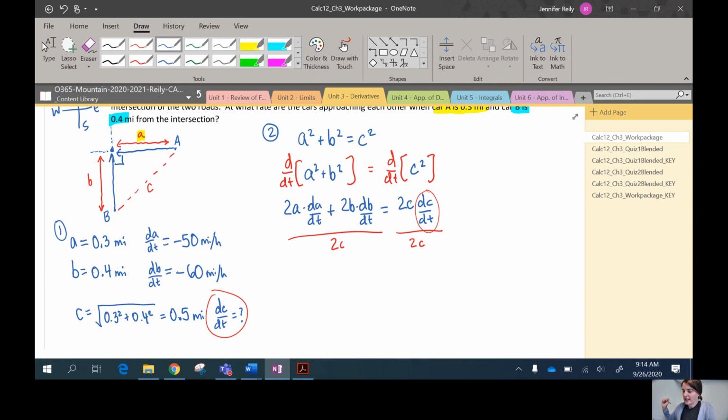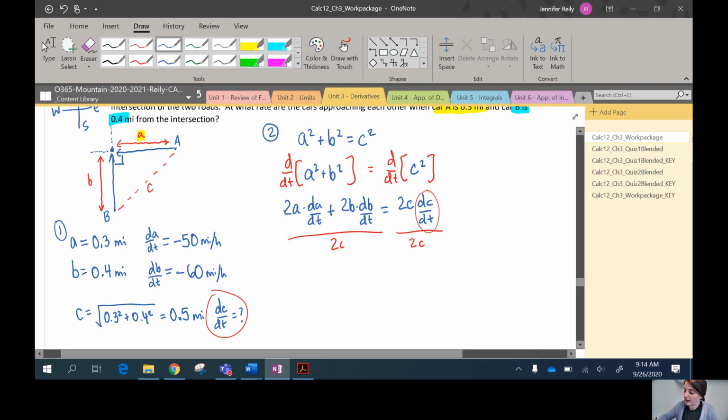If you're looking carefully, you can save a bit of time in your calculation if you do some cancellations. So notice that every single term in that fraction there has a 2. So you can save time in your calculator if you just cancel out all the 2's and then you don't have to type them in. Okay. So I'll have A dA dt plus B dB dt, and then all over C.